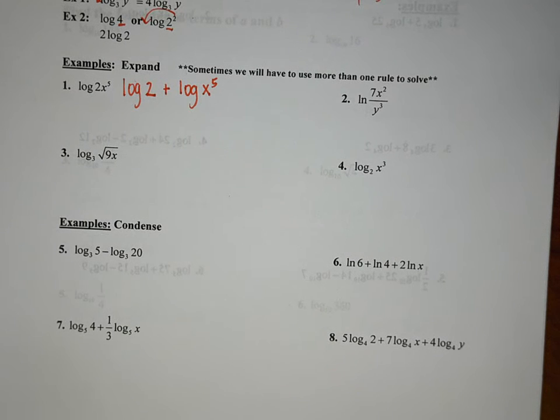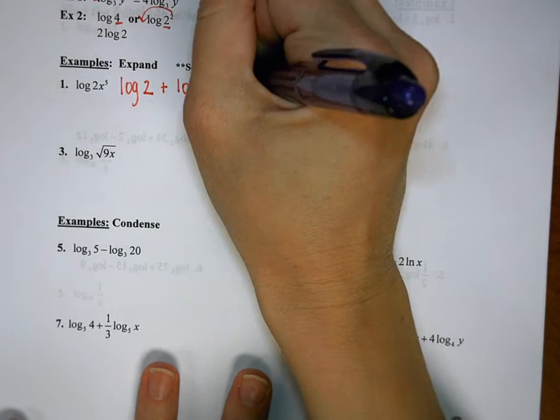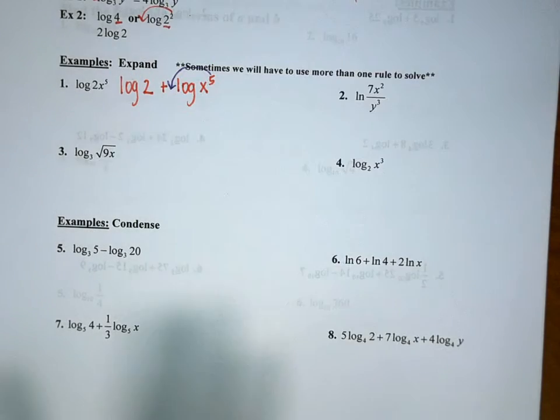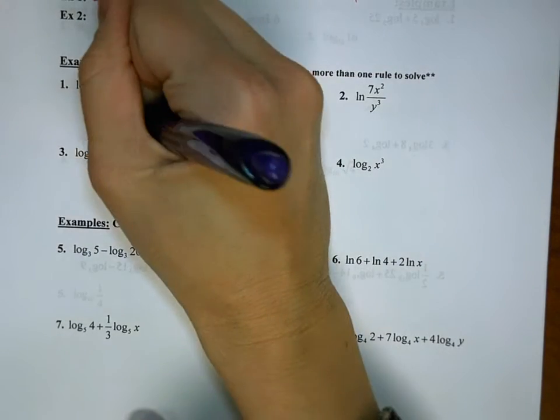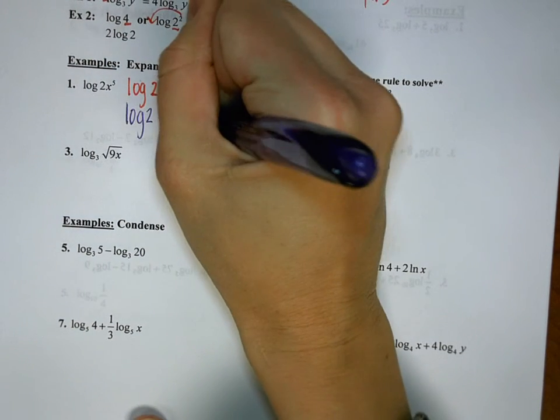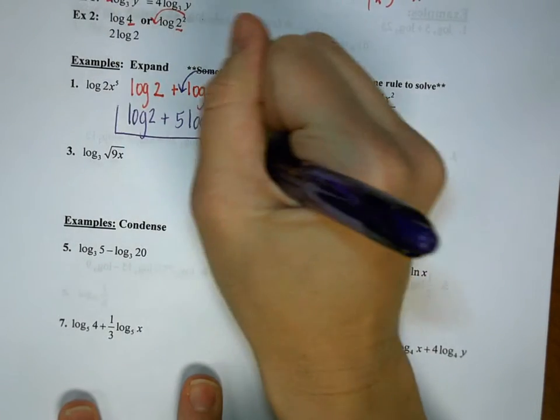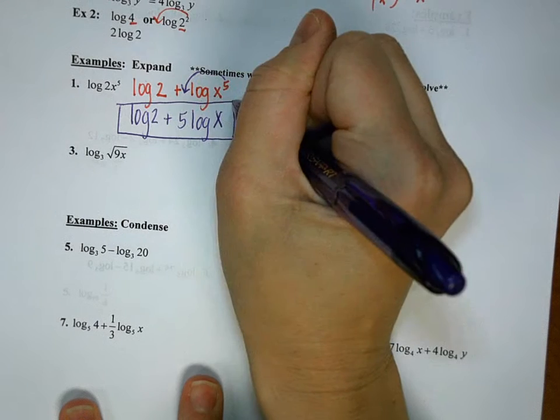Now, is there anything else that we notice that we can do to this problem? Is there an exponent? And what do we do with the exponents? You can make it multiplication. So you can bring that exponent in front and multiply it to the log. When I rewrite this, it'll now be log of 2 plus 5 log x. And this is the expanded form, which would be your answer.